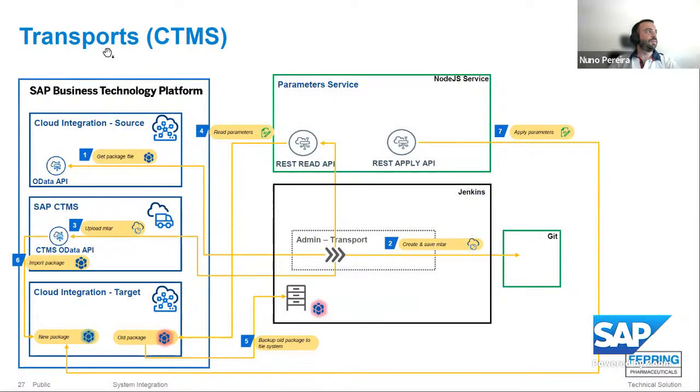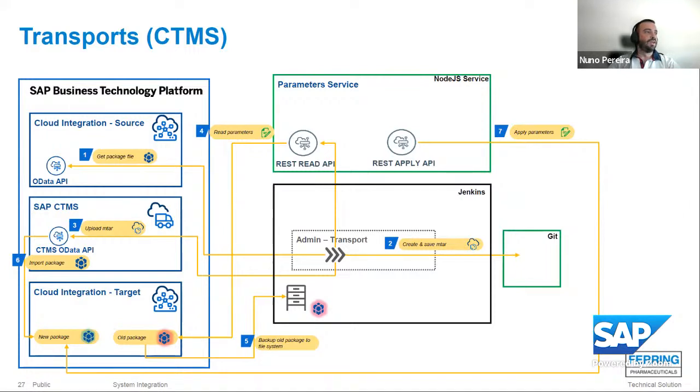Finally, we have also enhanced our transports. So we are using the CTMS for doing the transports, but we want to create some control layer on our side on top of it, and that's why we don't use CTMS directly. We use the Jenkins respective pipelines to transport it and to forward it to the next environments. The advantage here is that we can have a lot of control and checks before we do the transport itself.